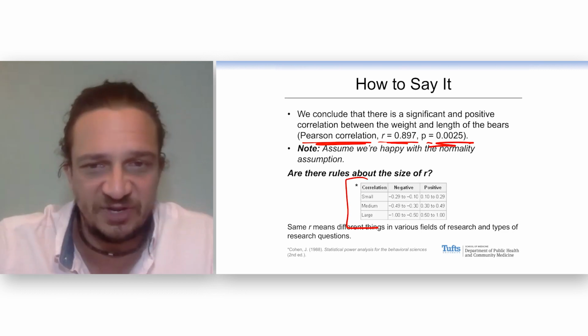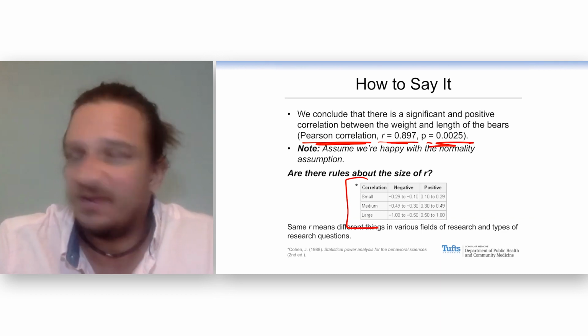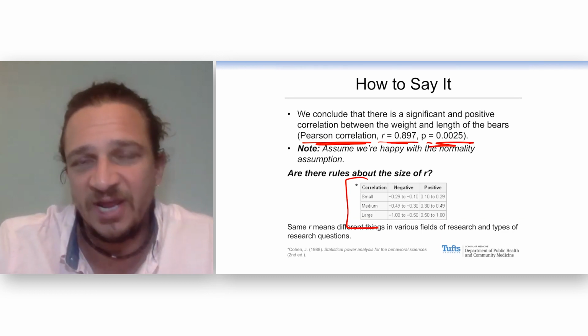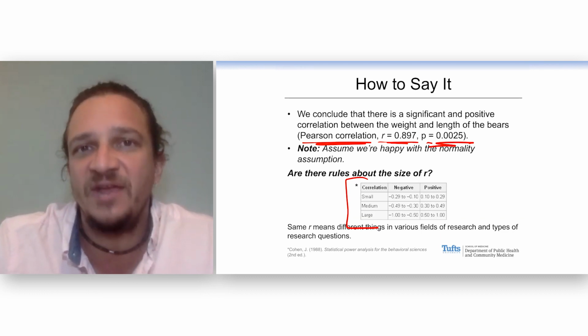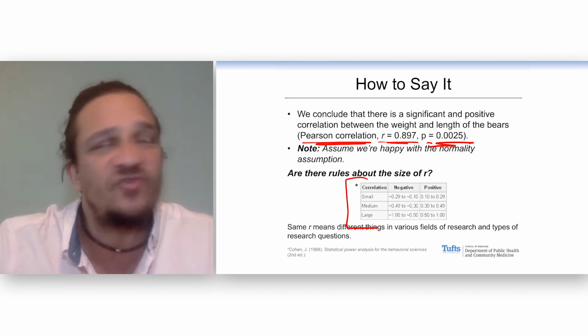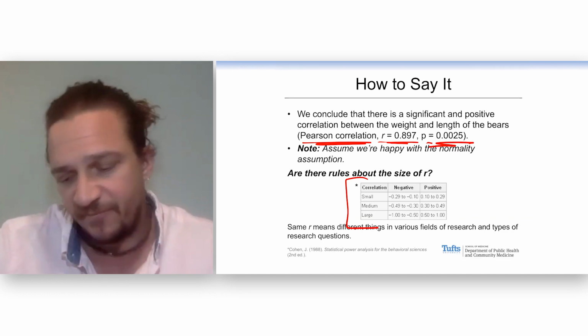If your correlation is between these numbers, it's small, medium, or large. But it really depends on your field. If you're a physicist and your correlation isn't like 1, you suck at physics. That's not a law of nature. But if you're an economist, a correlation of 0.4 might be strong enough for you to uncover some truth about the way people behave.